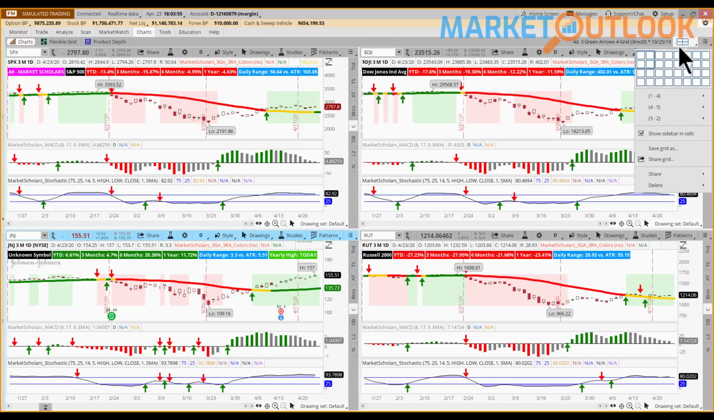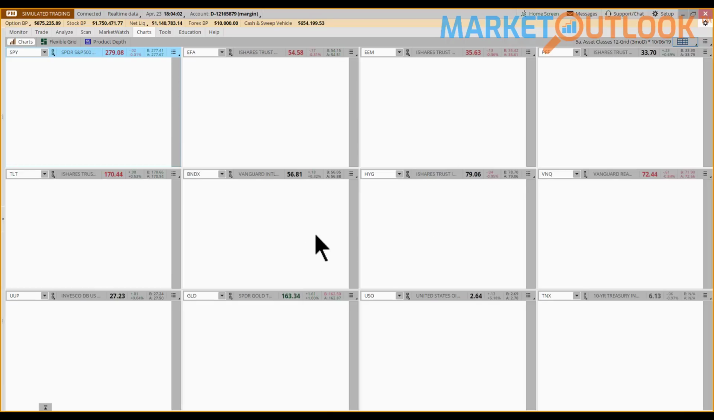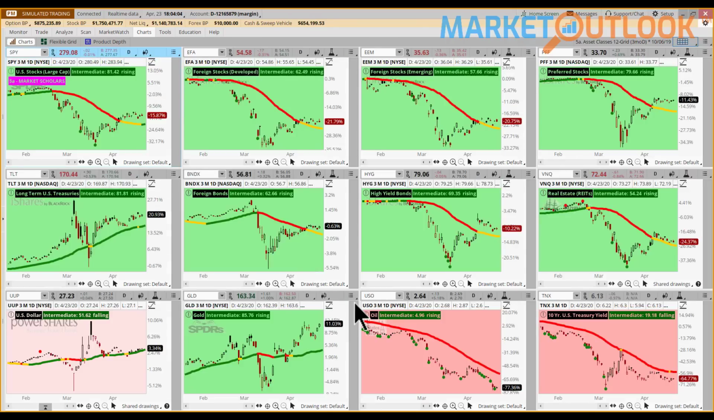All right, let's go ahead and take a look at some 12-grid analysis now, starting with chart 5A. And these will be the asset class 12 grids. And here you can see we've got a couple of pink charts in the lower right-hand corner. The 10-year U.S. Treasury yield, which fell again today. It's at 0.61 at this current time.